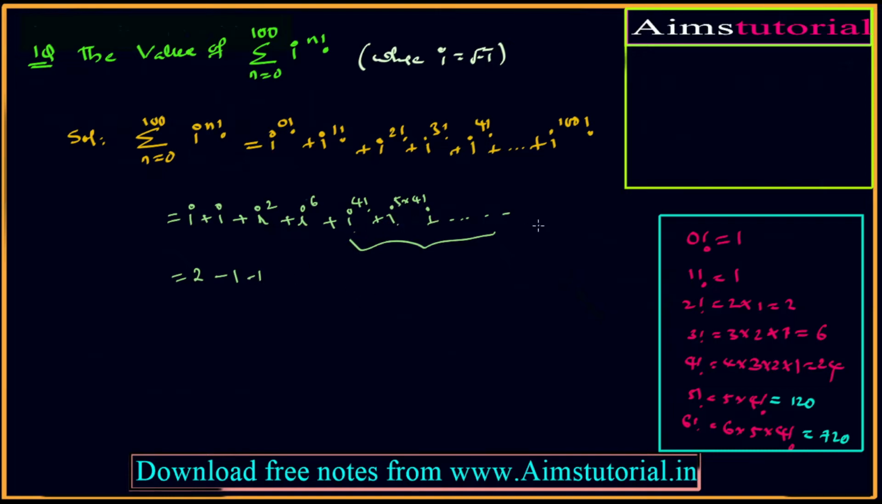So 1, 1, 1, total how many? i power 4 factorial, 5 into 4 factorial, these are multiples of 4. So i to the power of 4n, a multiple of 4, is 1. So how many ones are there? Total from 0 to 100, 101 terms are there. Leaving 4 terms, 101 minus 4 is 97. So 1 plus 1 plus 1, total 97 ones. Then 97 minus 2, and i plus i is 2i. So 95 plus 2i. Therefore, summation n equals 0 to 100, i power n factorial is 95 plus 2i.